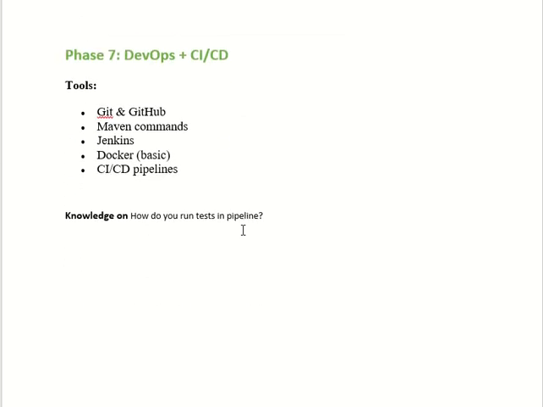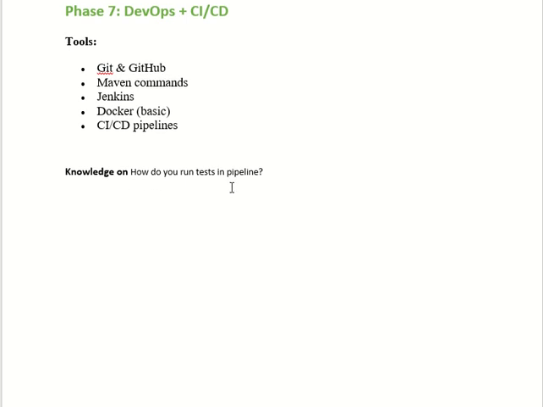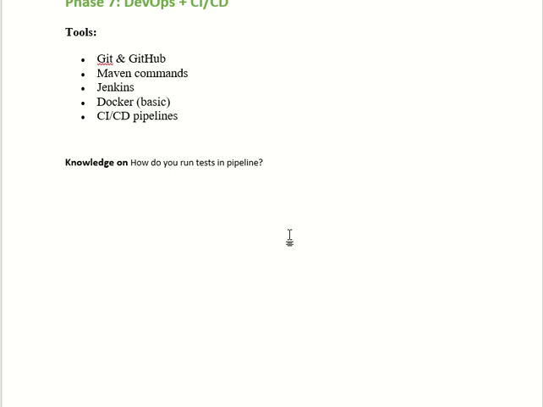The phase 7 goes like this, based on DevOps and CI/CD. Okay. So here you need to know the concepts of Git and GitHub, Maven commands and how to use them, Jenkins, and Docker basics, and CI/CD pipelines. Okay, so here you'll gain the knowledge on how to run the tests in the pipeline end to end.